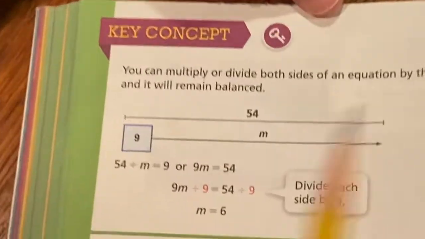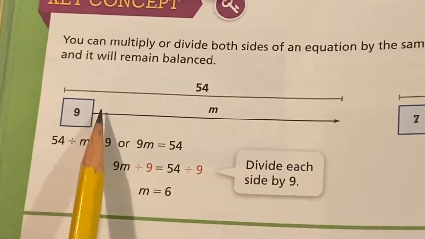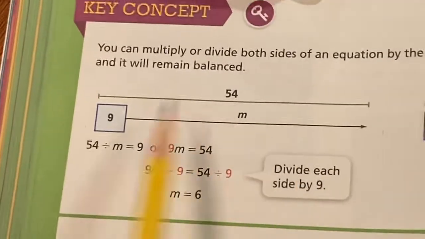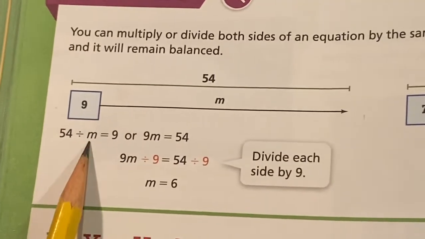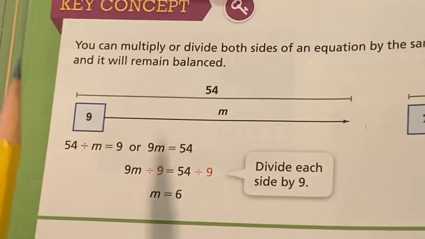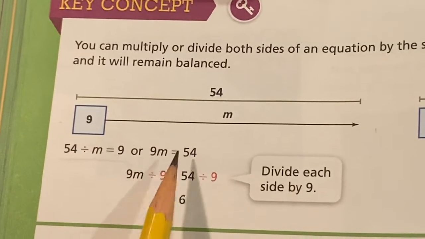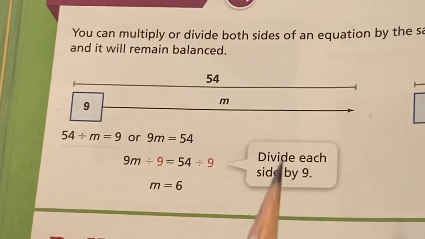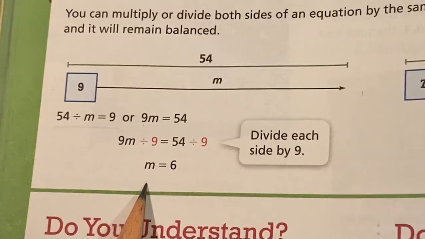So here we have 54, and this is the whole thing, the m, and we've got 54 divided by m equals 9. That's one way to do it with division. Here we have 9m equals 54. If you divide each side by 9, you get m equals 6.